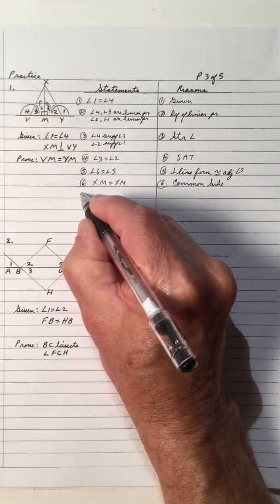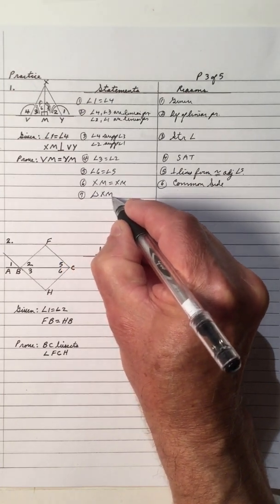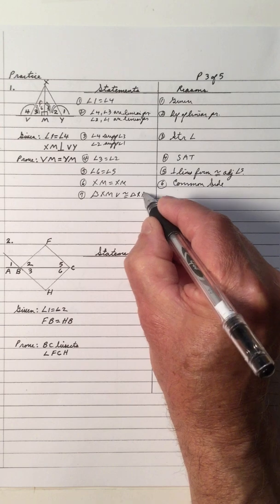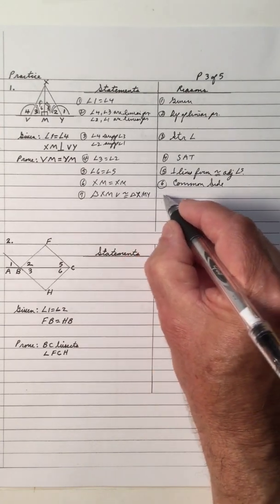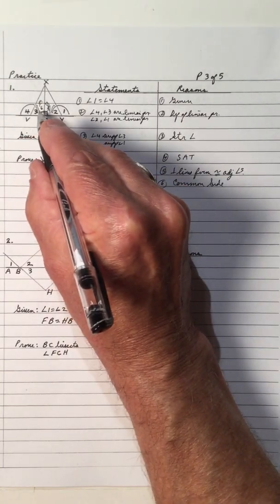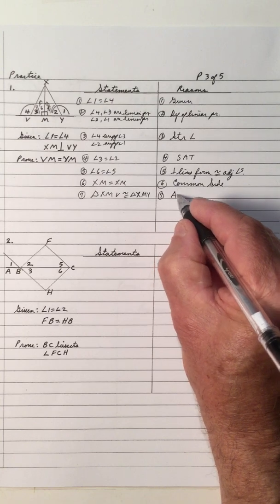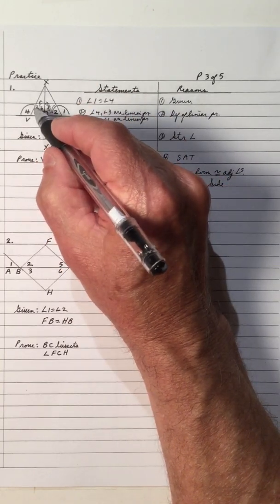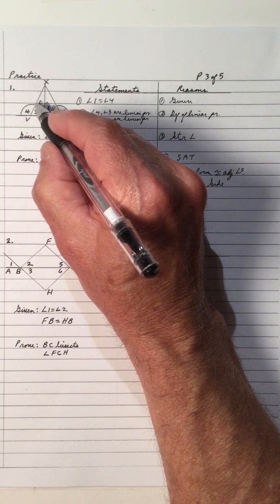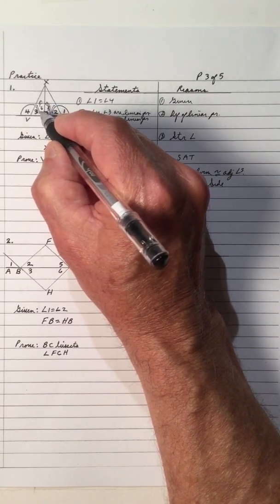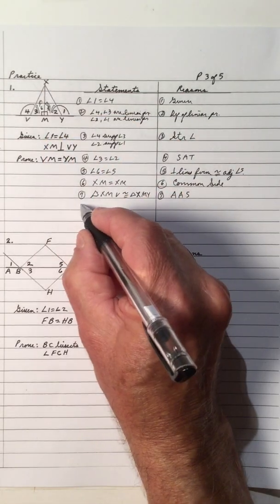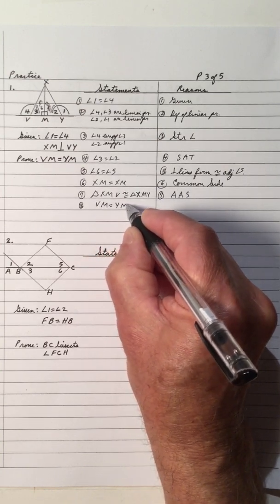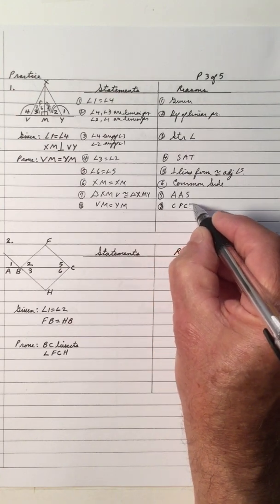And now we have enough to have the triangles congruent. The triangle XMV is congruent to triangle XMY, and we have 3 is equal to 2, 5 is equal to 6, so that's an AAS, angle, angle, side. If I did go with XV equal to XY, converse of ITT, I still would have had an AAS. And because we have that, triangles are congruent, that means we have VM equals YM, CPCTC.